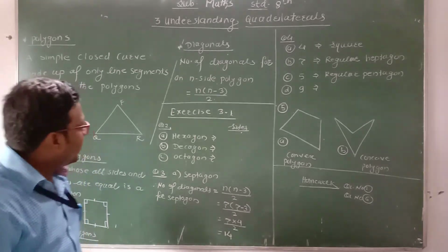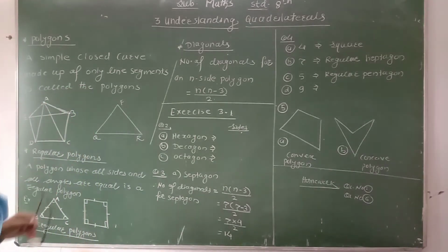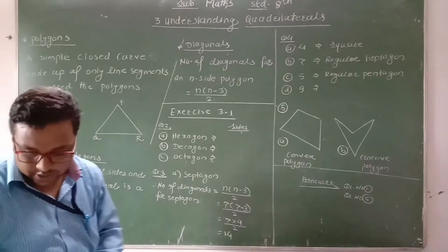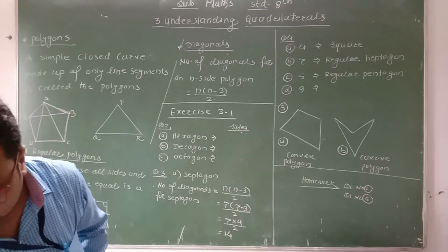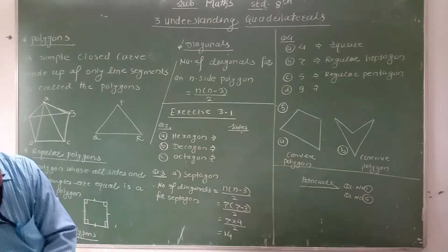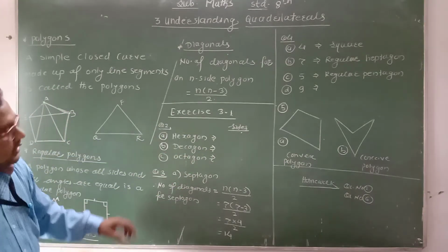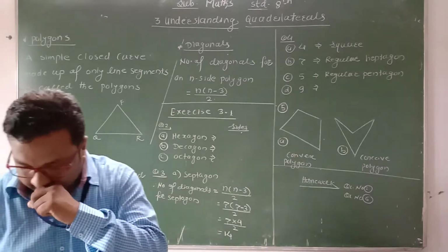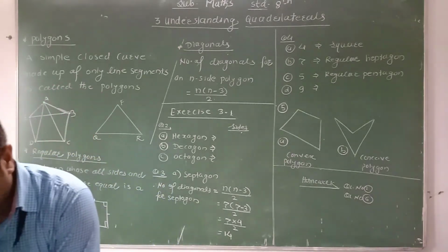Okay, now see the next. Here we see exercise 3.1. Question number 1 is given, tick the correct answer. You will do the remaining questions after this. This is homework for you. See question number 2. Question number 2 is given, state the number of sides for the given polygon.